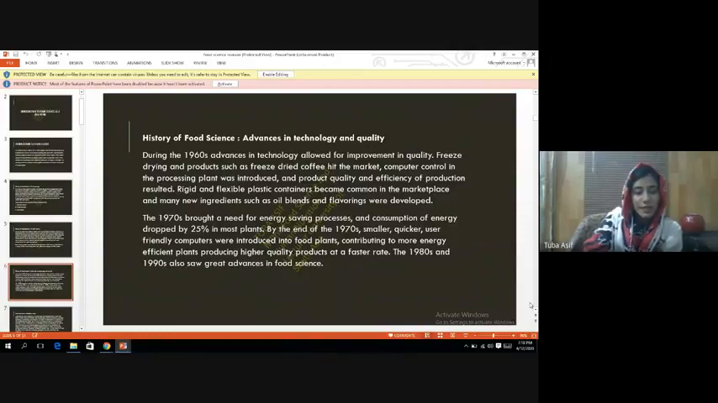In the 1980s and 1990s, that was the time of the revolutionary period, and at the industrial level, food science emerged as a new discipline, and various techniques and technologies assisted in spreading this discipline.